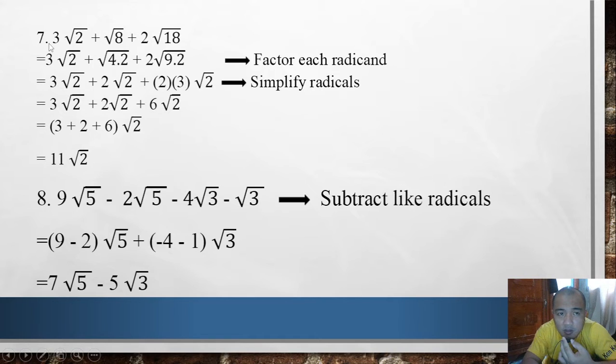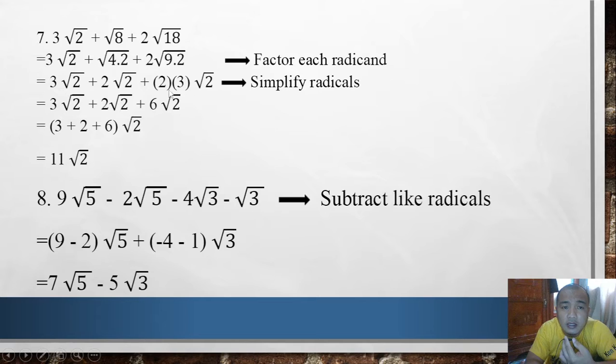First, we need to transform square root of 8 and square root of 18 to be like radicals with 3 square root of 2. Ibig sabihin, yung tatlong addends na to will make them similar radicals. How? Yung square root of 8, factor natin 4 times 2, which is 2 square root of 2. Ito namang 18, 9 times 2. Yung square root of 9 is 3, so you multiply it to 2. So 2 times 3 square root of 2 is 6.